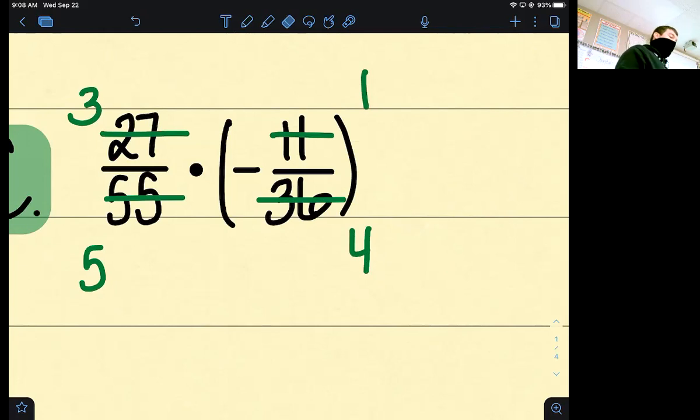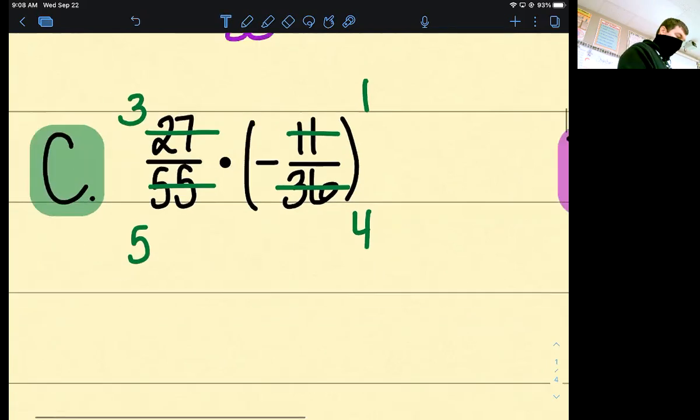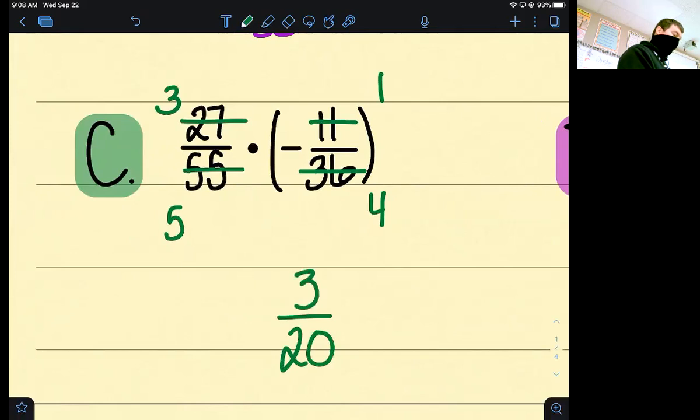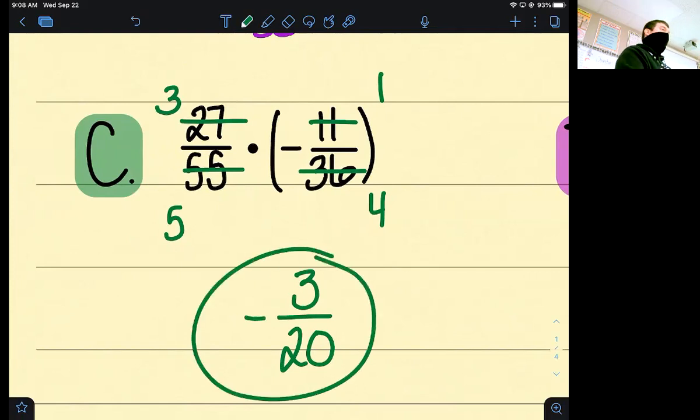Let's multiply now. Oh, you're still working on the 55 times 36, are you? Okay, what's 5 times 4? 20. Yeah, that was easy. What about the top number? What's 3 times 1? How many negatives do I have? Nobody to pair up with. There you go.